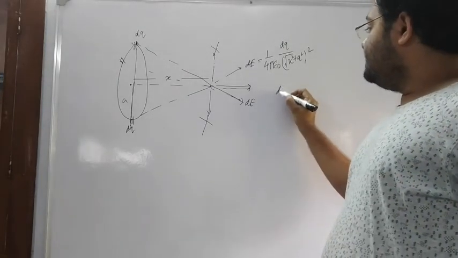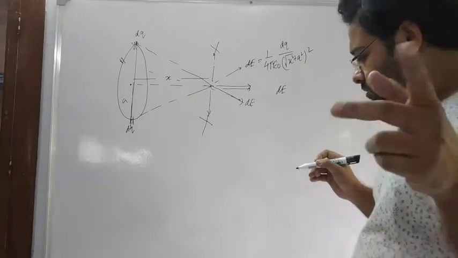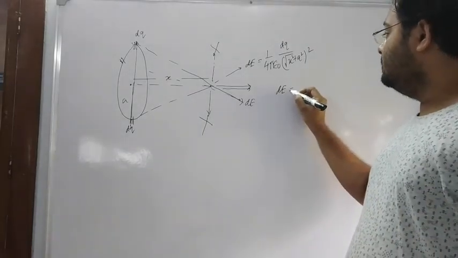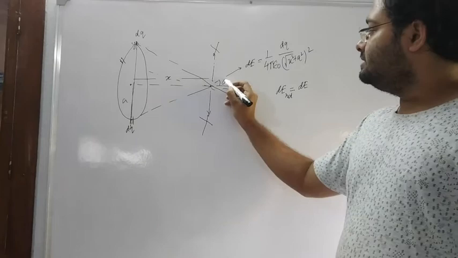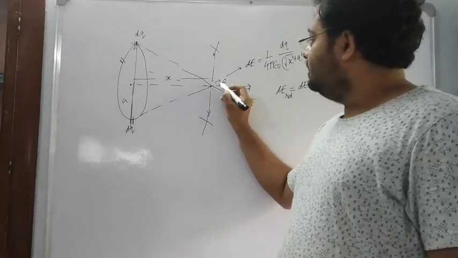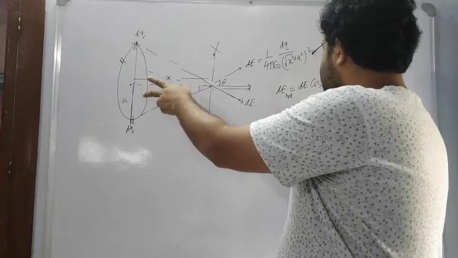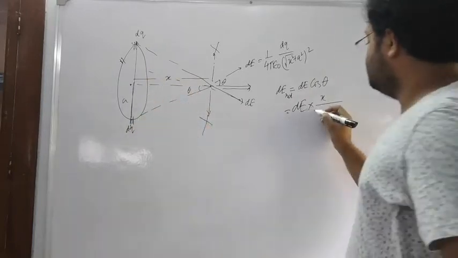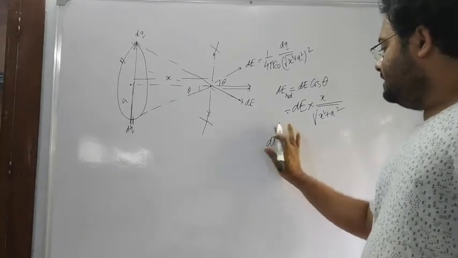So what is the dE net? This is almost like that semicircular ring. So dE net equal to dE, if you take this angle to be theta, this is dE cos theta. And as this is theta, cos theta is base over hypotenuse. This is dE times base, which is x, divided by this hypotenuse, which is root over x square plus a square.